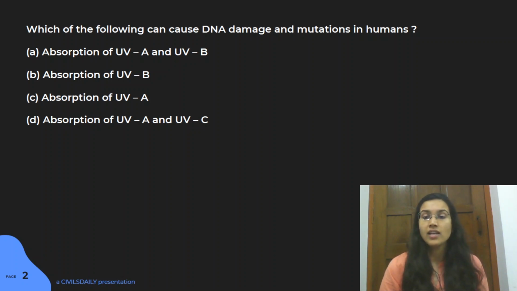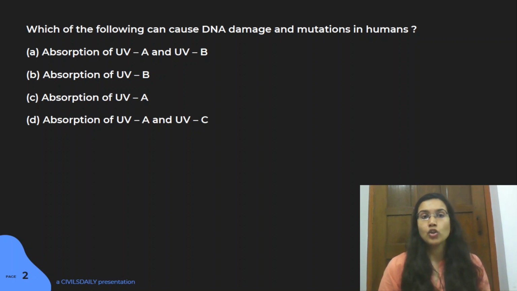So in that sense, UVC rays do not reach the Earth's surface. They are completely absorbed or reflected back by the atmosphere. They are supposed to be very harmful, like they can cause a lot of DNA damage and mutation, but since they do not reach the Earth's surface, we will not count that in our options.